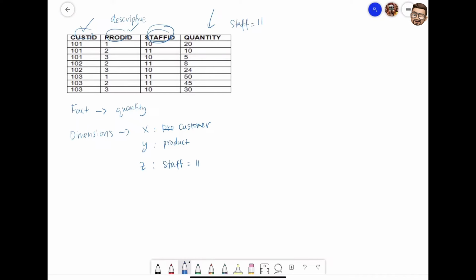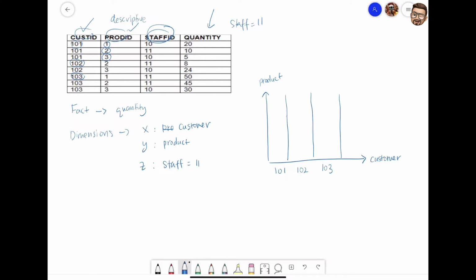Now it is time for you to determine what's your x. This is your customer. How many unique data do you have inside customer? 101, 102 and 103. Sorry, our y here is the product. If you take a look here, 101, then you have 102 and another one is 103. So this is for our customer. Then for our product, we have one unique product, 1, 2 and 3.